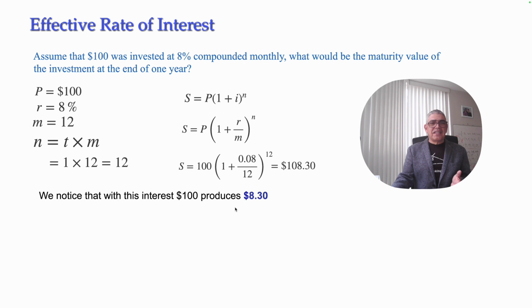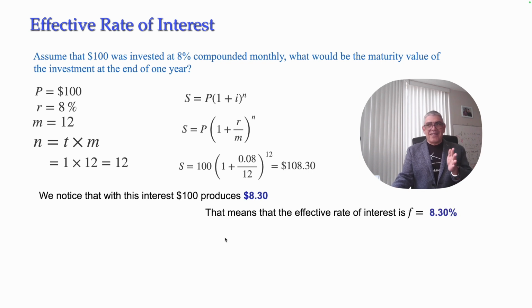What does it mean? That this produces effectively 8.30% per year. So this is the effective rate. It means that the effective rate of interest in this case will be 8.30%. Why? Because it's producing 8.30 per $100. So this is actually the effective rate. The rate is 8%, but this interest is actually producing 8.30%. So 8.30 per each $100. So this is the effective rate.